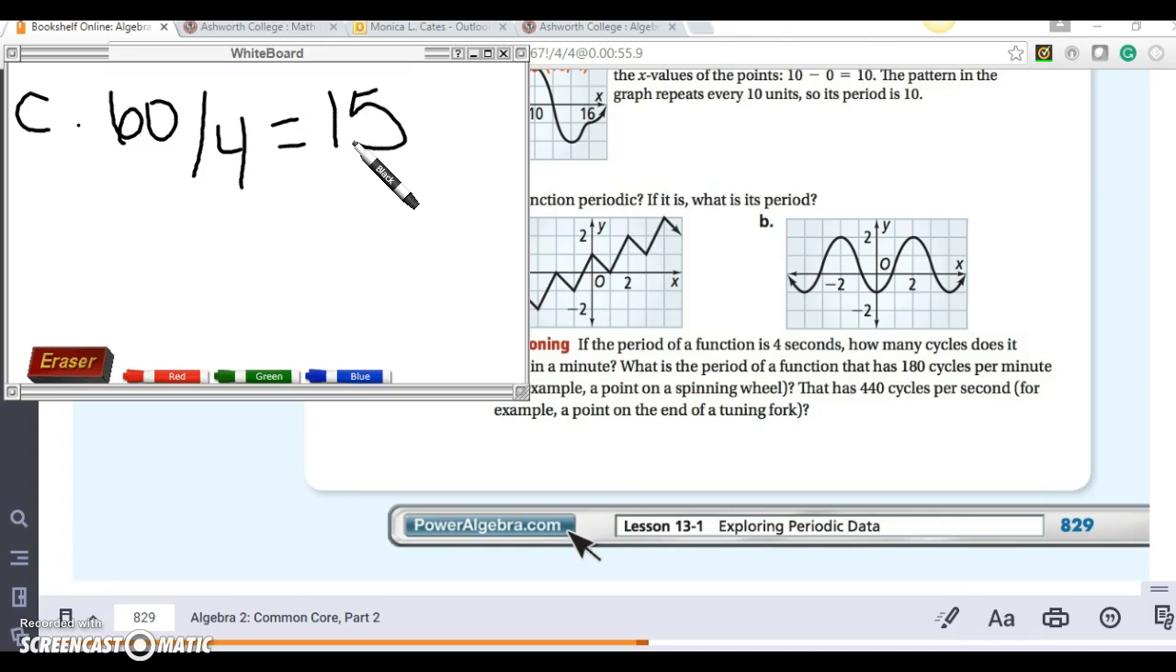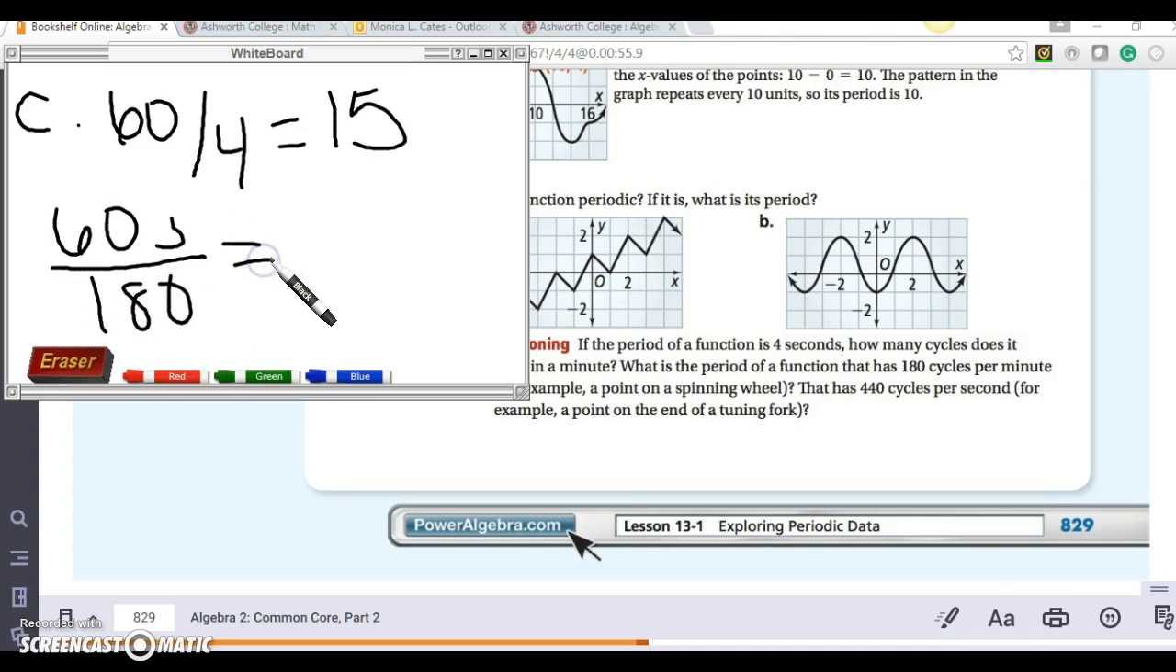The next question, what is the period of a function that has 180 cycles per minute? So my minute again is 60 seconds. So 60 seconds, and that's 180. So if I reduce that, I get 1/3. So that's my period, 1/3.